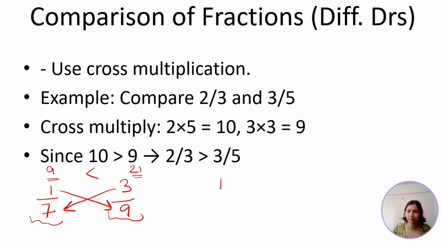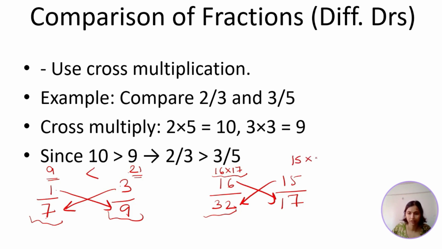Let's see another example. 16 by 32, 15 by 17. Now let's compare these two fractions using the trick. So I will multiply 16 with the denominator of the other fraction and I will write 16 into 17 this side. I will multiply 15 with the denominator of the other fraction and I will write 15 into 32 this side. Now 16 into 17 is equal to 272 and 15 into 32 is equal to 480.